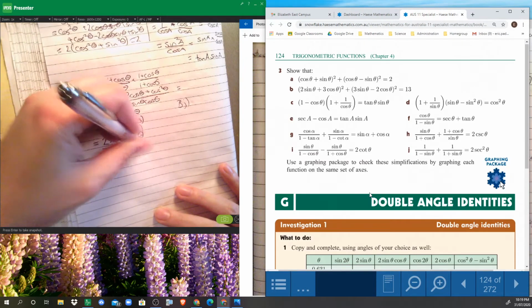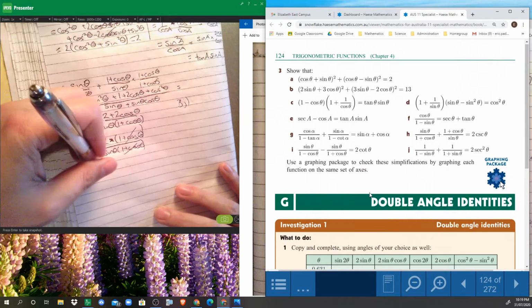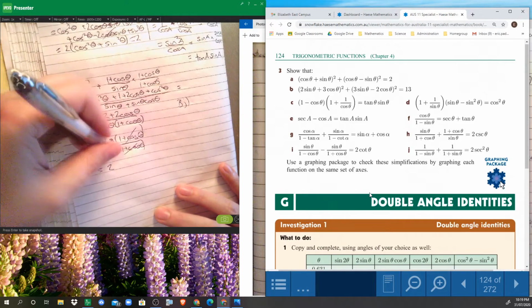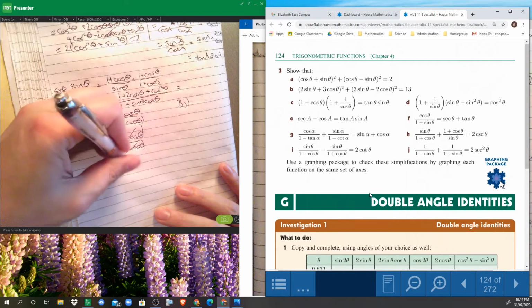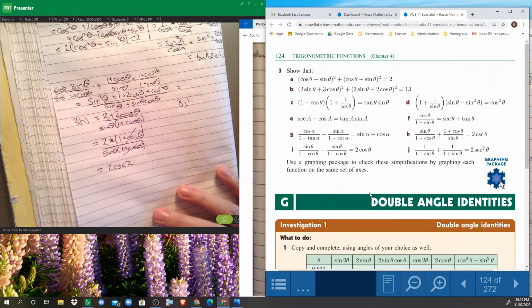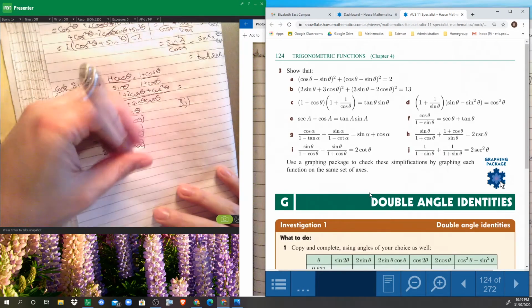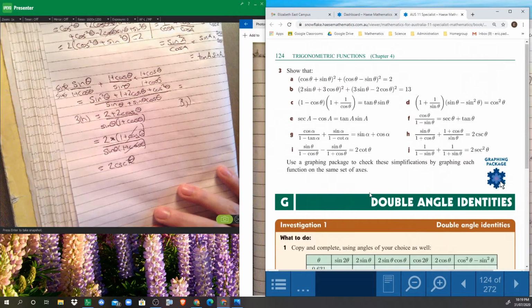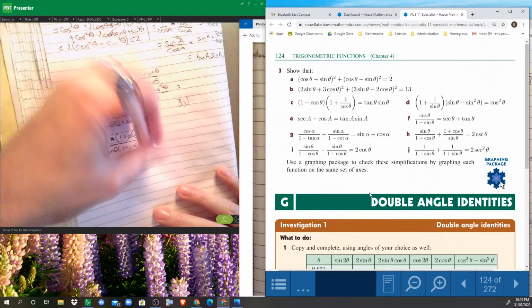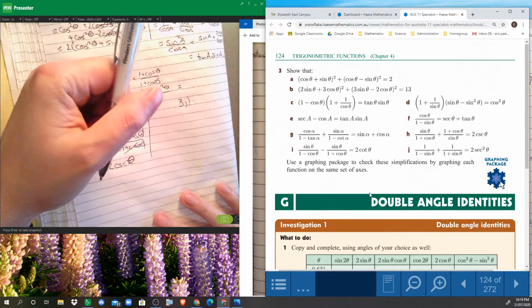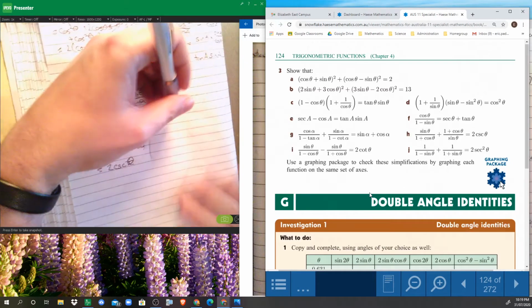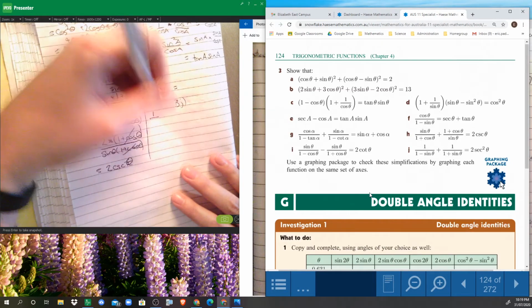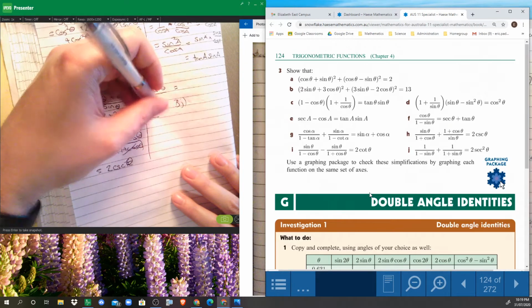Well, I think we've got it now. Cancel, cancel. It's 2 over sine, which is cosecant x. And that's what we wanted, except it's theta instead of x. I just changed the variable for some reason. All right. So 3j, last one of these ones. Okay, goodo.